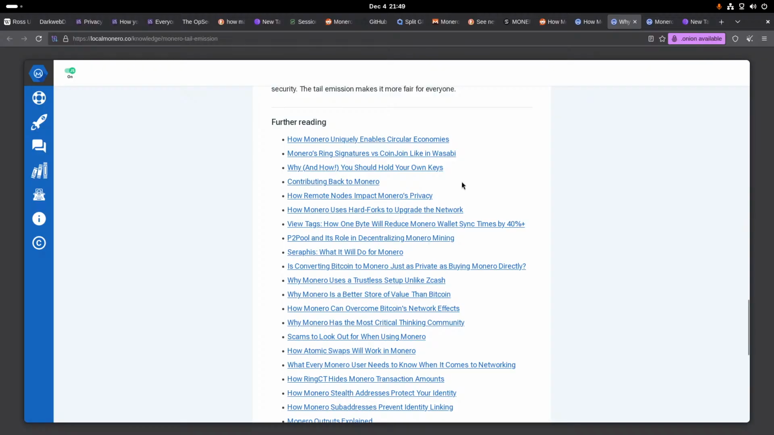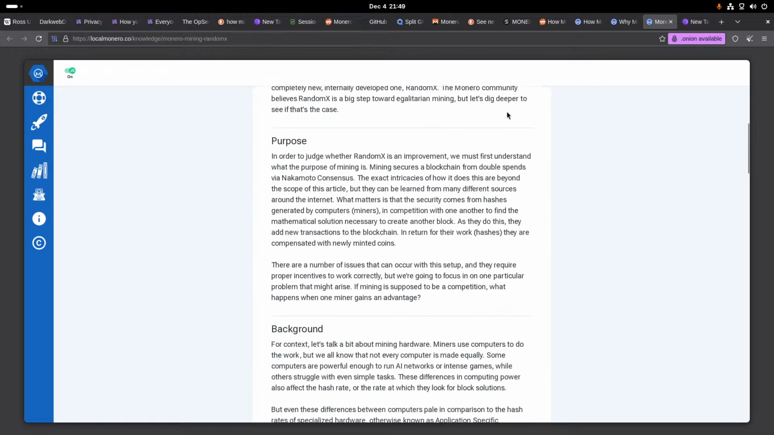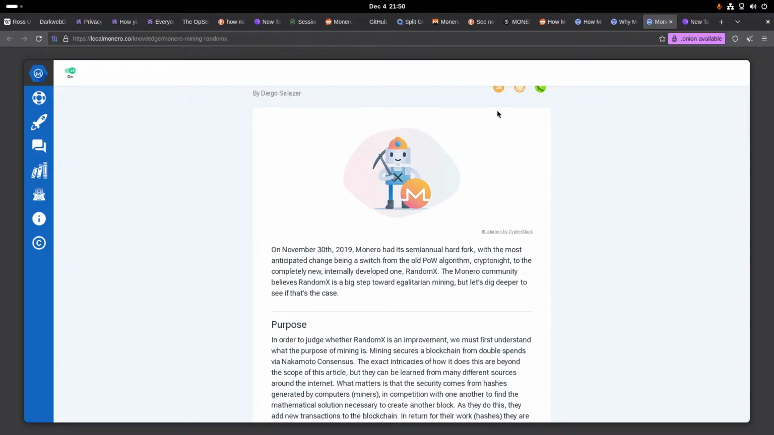Continuing back to Monero: how remote nodes impact Monero's privacy, how Monero uses hard forks to upgrade the network, view tags. Okay. RandomX. We're going to look at this now because it's kind of in correlation with that.